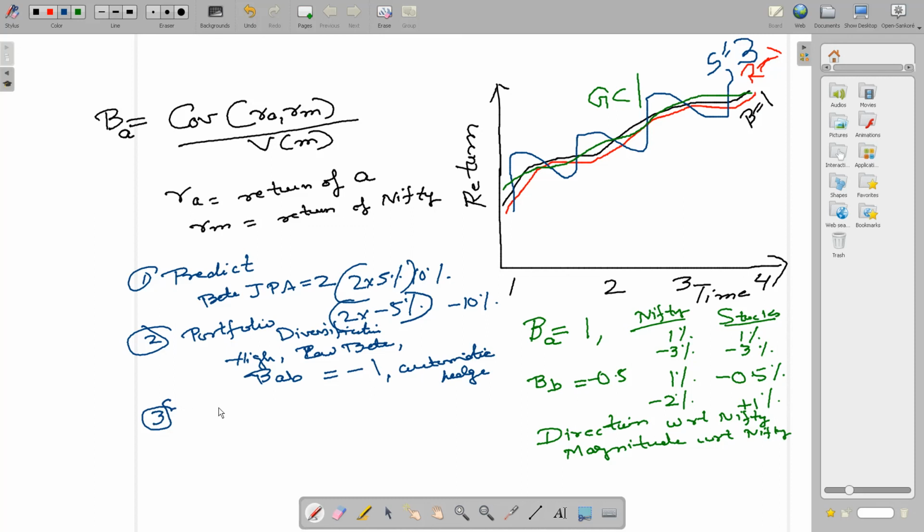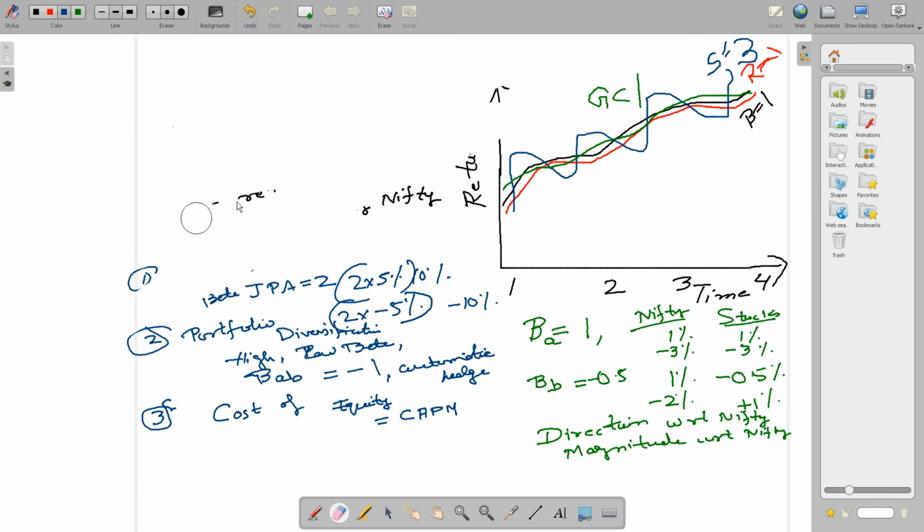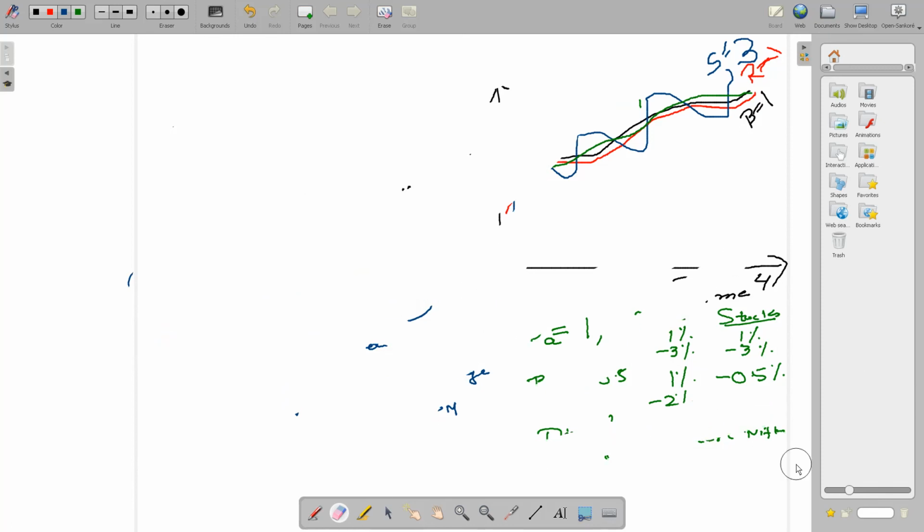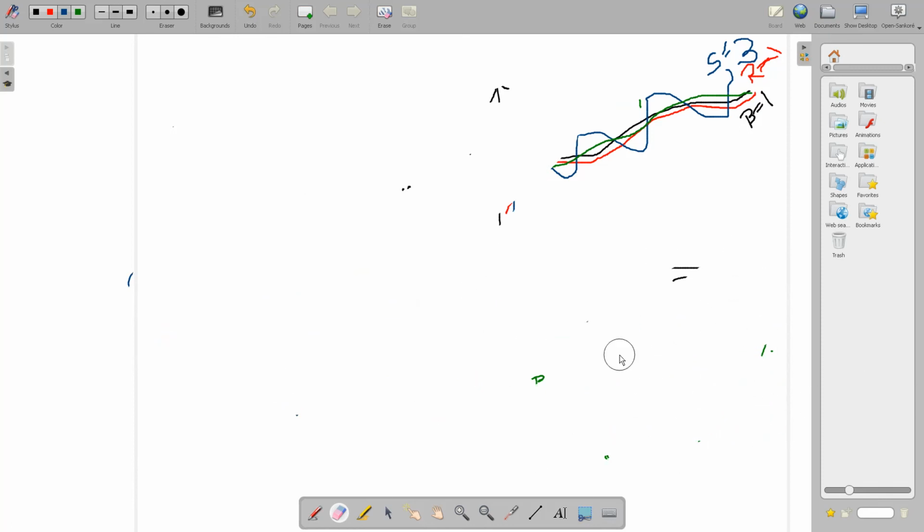One of the most widely used practical uses of beta is calculating cost of equity. We calculate cost of equity using the CAPM model. We will discuss now in detail what is CAPM and how do we calculate it.